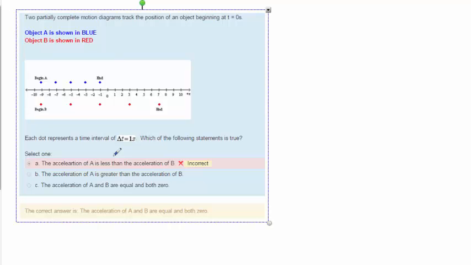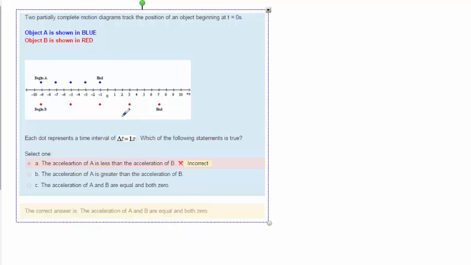Well, I think a lot of students are tempted to pick B, saying B has a greater acceleration, because you look at the spacing and the spacing's bigger. So students say, oh, it's moving faster, that must mean it has a greater acceleration.